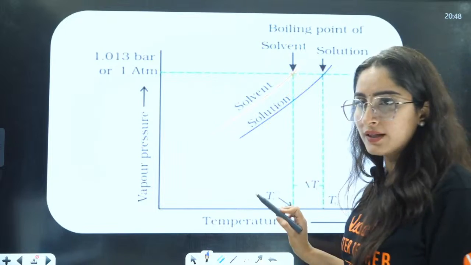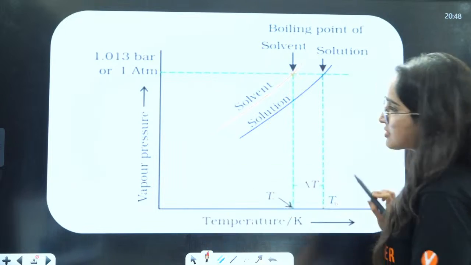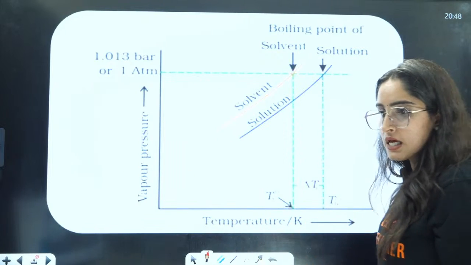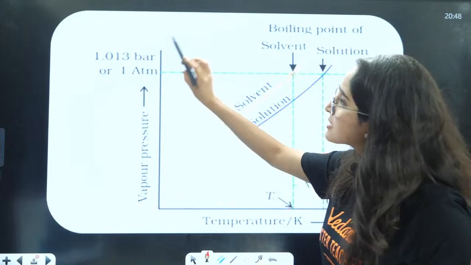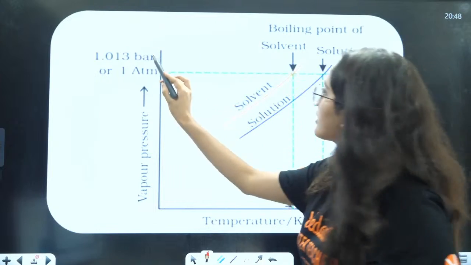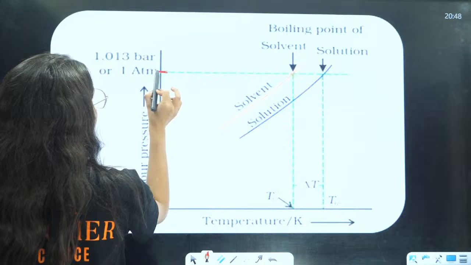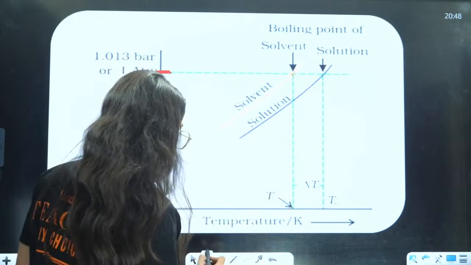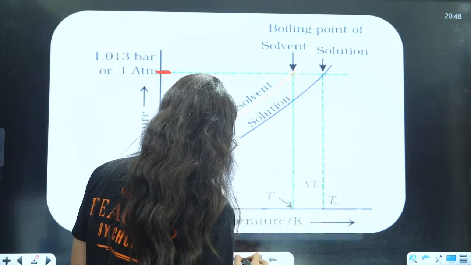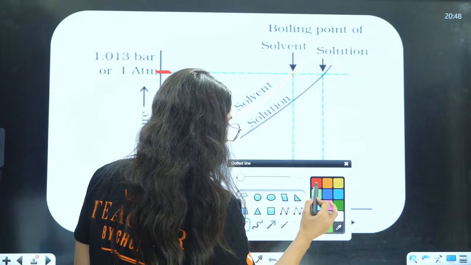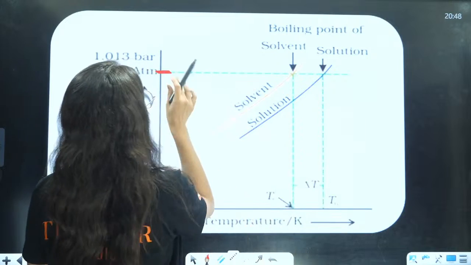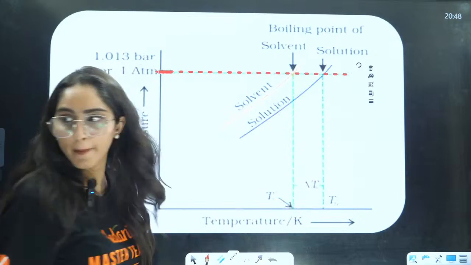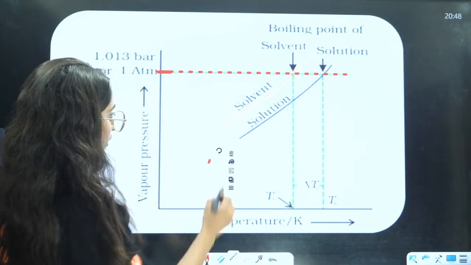Here, this is your vapor pressure and this is your temperature. Now he is saying that this pressure is the atmospheric pressure. This is your NEET score that you need to have. I am writing it here.